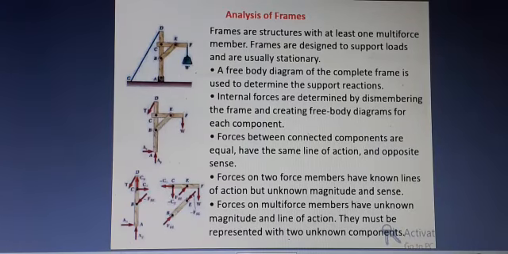Now in this video, we will study the analysis of frames. A frame is also a structure which has at least one multi-force member, meaning a member having more than three forces. Here also we have to draw the free body diagram of the complete frame, then determine the support reactions, then dismember the frame, consider each individual member, draw the FBD of that member, apply the conditions of equilibrium, and find the forces in that member.